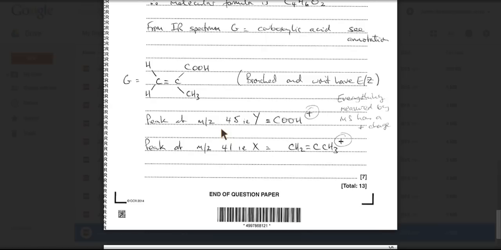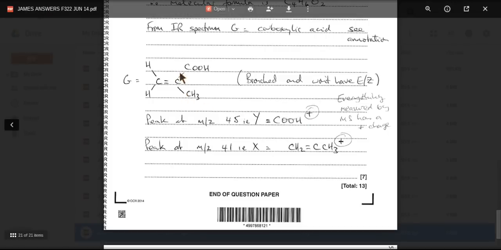What are the peaks at Y and X? So the m/z value at Y is 45. So that is due to the COOH+ fragment. So it's obviously broken here in the mass spectrometer. Everything in the mass spectrometer must have a positive charge. So it's COOH+. And the peak at m/z of 41. So we're looking at all the rest of the molecule. So it's this fragment here. So it's CH2=C(CH3)+.